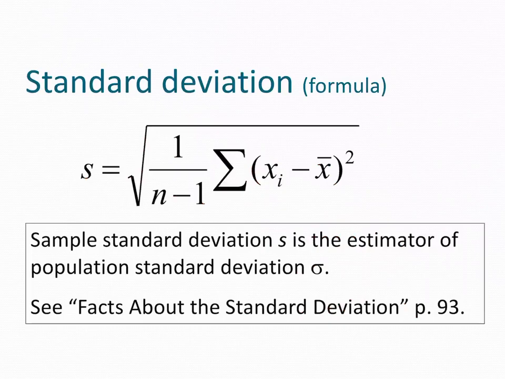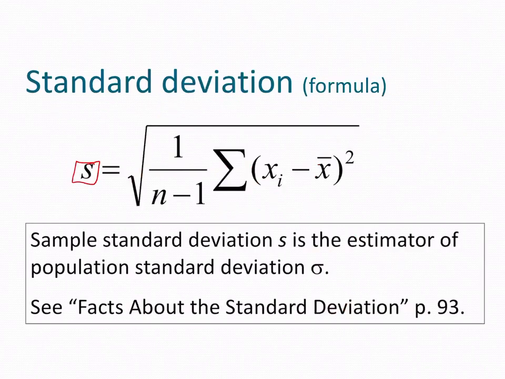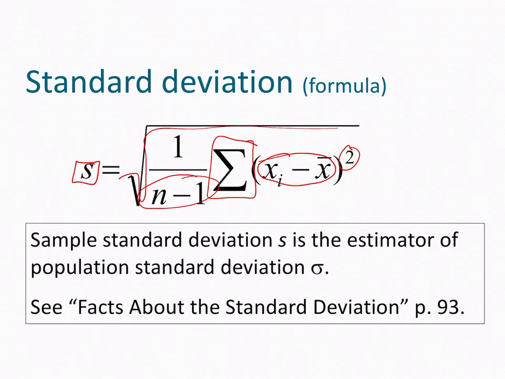When you look at the standard deviation formula, S, standard deviation, is equal to the square root of 1 over n minus 1 times the sum of x subscript i minus our x bar, squared, right? And if you look at that, it's all of these steps just combined together. This is our deviation. When we square it and add it all together, that's our sum of squares deviation, divided by n minus 1, which gives you your variance, and then you take the square root of it, and that's going to give you your standard deviation.